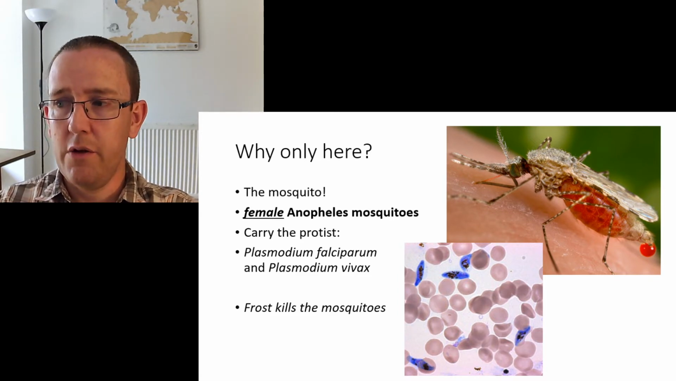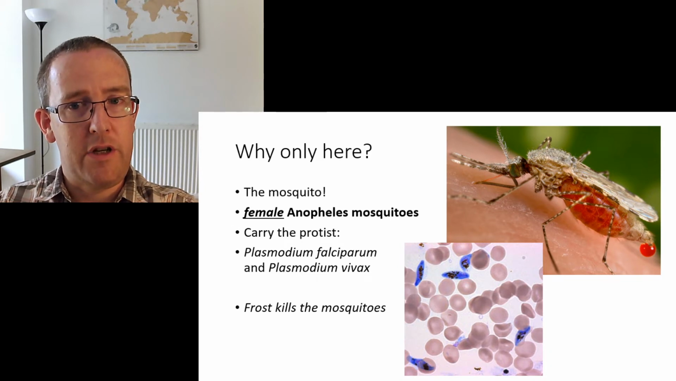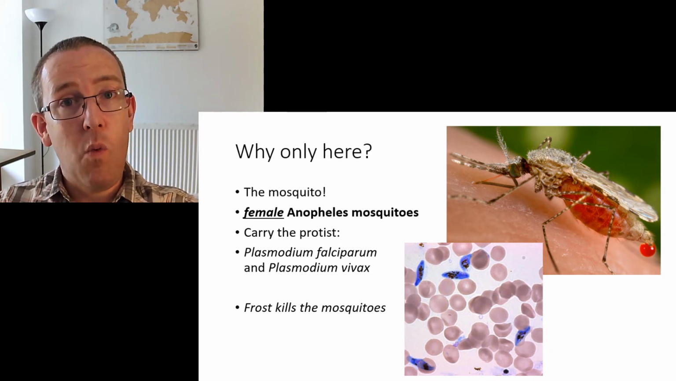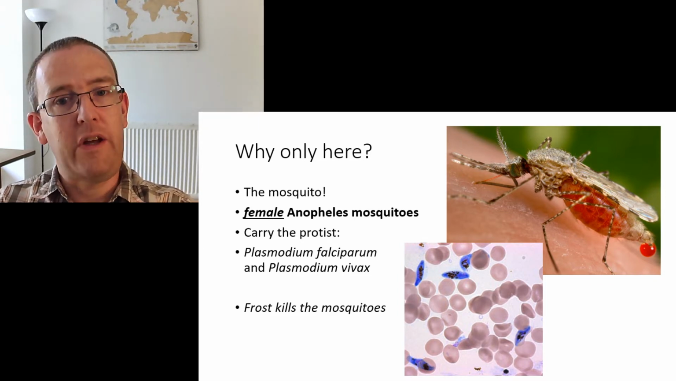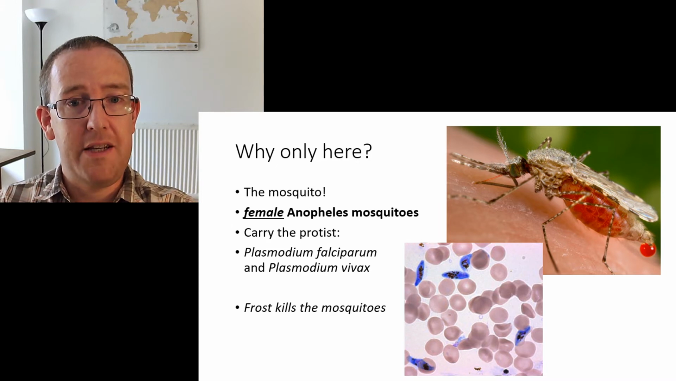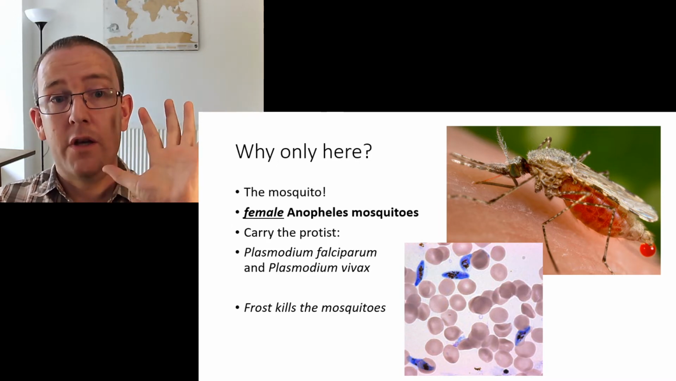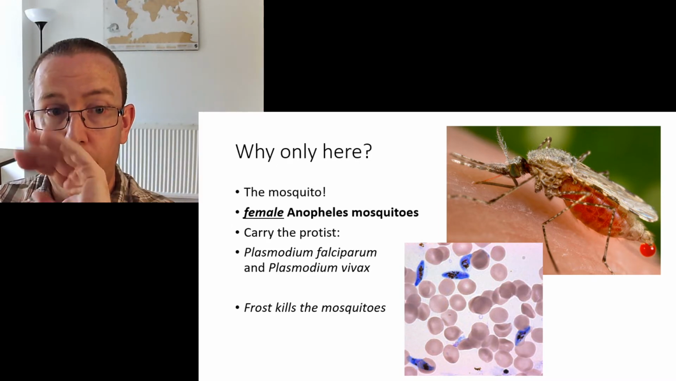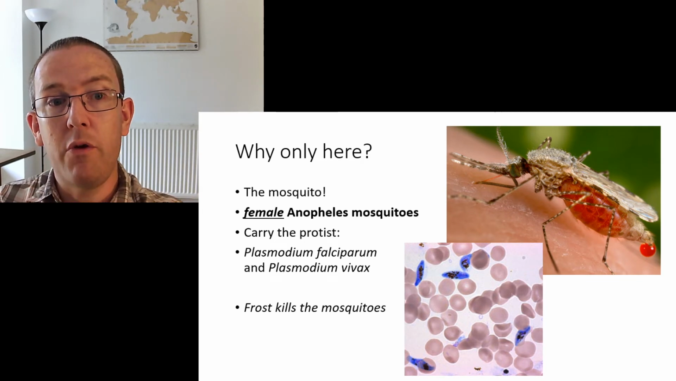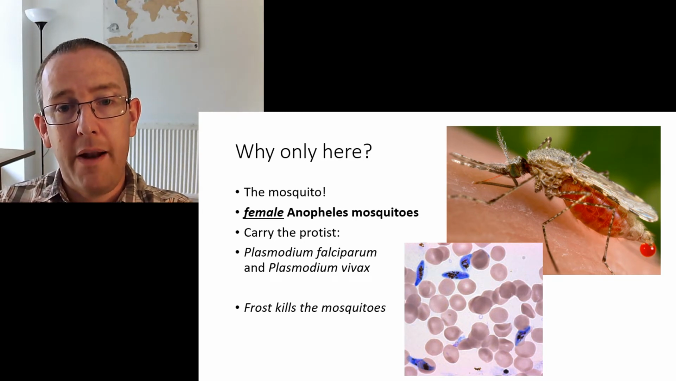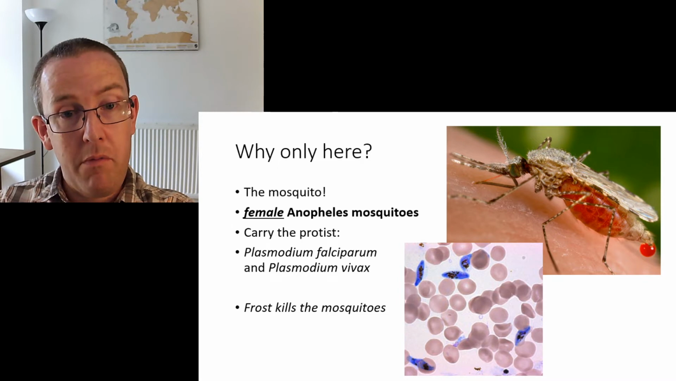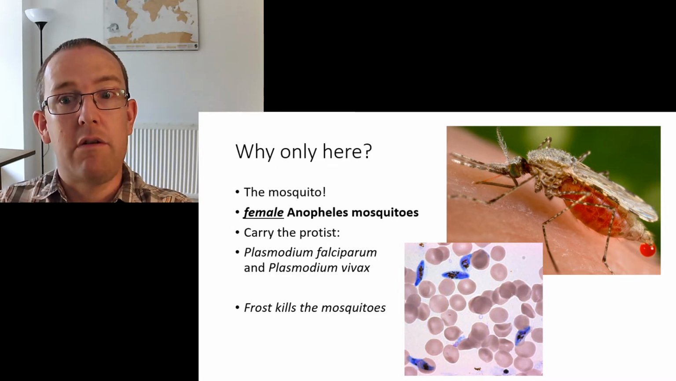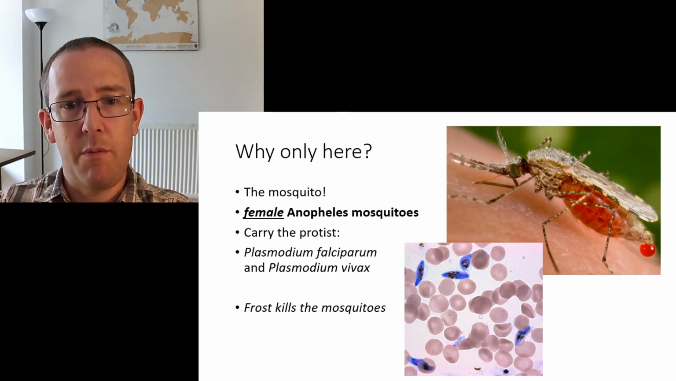So there's a mosquito biting a human. It's only one species of mosquito that actually carries malaria, and it's only the females. So it's female Anopheles mosquitoes. They carry this protist. Now there are actually 5 species of protist that can cause you illness, but the 2 most common ones are Plasmodium falciparum and Plasmodium vivax. I never did Latin, so you'll have to excuse my pronunciation.